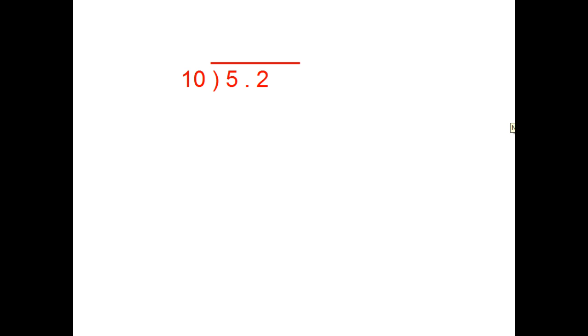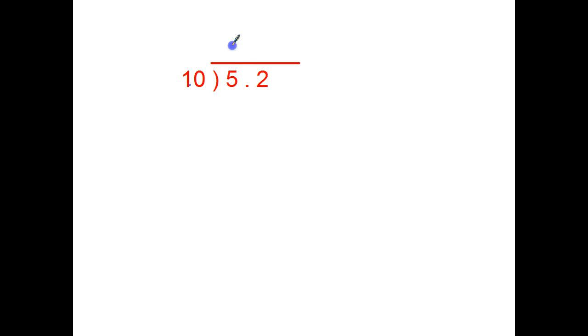5.2 divided by 10. Some people go, wait, we're starting with a smaller number. 5.2 is smaller than 10. That's okay. I could do that. It's like I have 5.2 pounds of cookies, and we're going to split it up between 10 people. So everybody's going to get some cookies. It's going to be less than a pound a piece for sure, though.